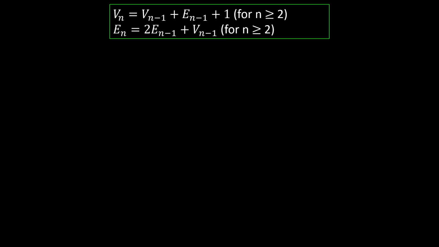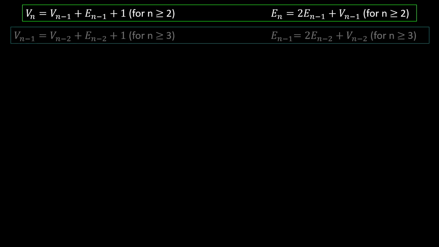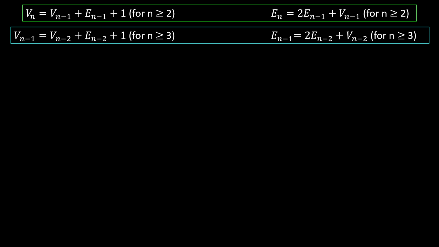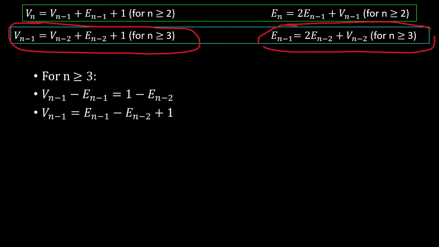For n greater than or equal to 2, we have these two formulas. Okay, now let's give ourselves some room to work with and let n be greater than or equal to 3. Now the equations in blue are also true. Next, let's subtract the equation on the right from the one on the left to get the following. Now get the v sub n minus 1 to one side. We have v sub n minus 1 written all in terms of e's now.